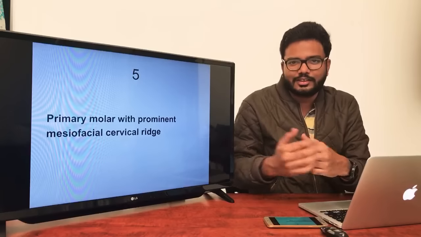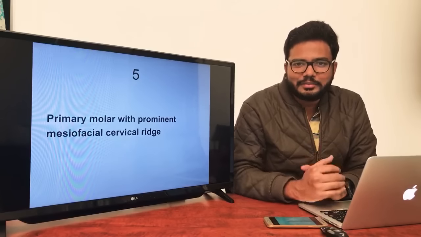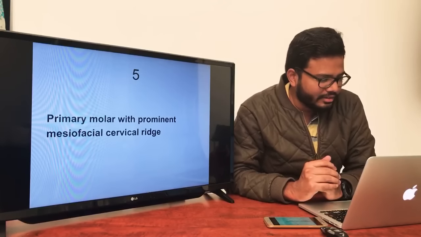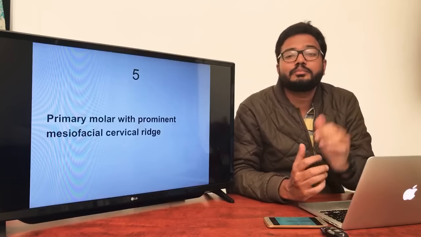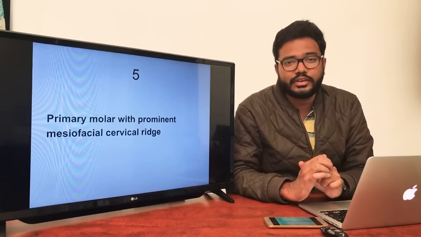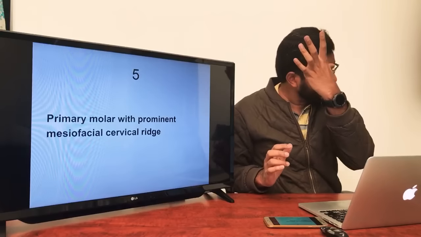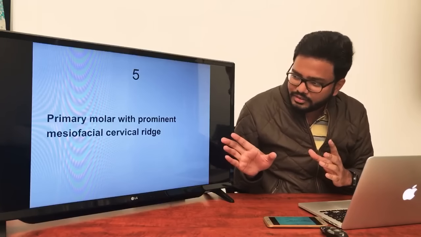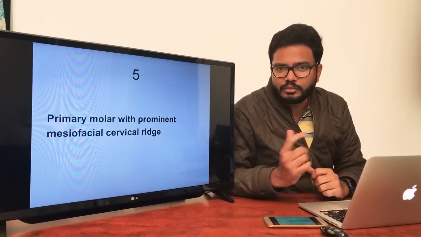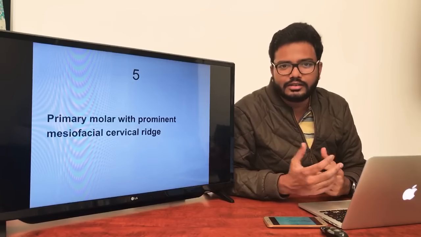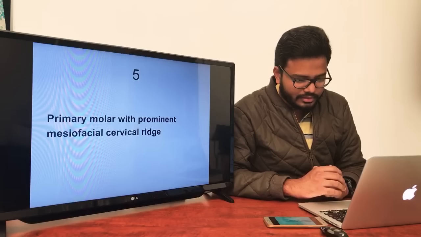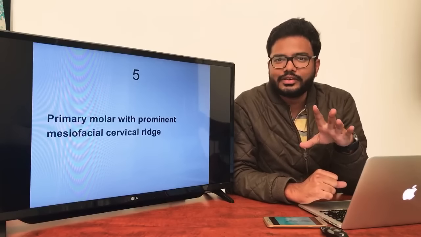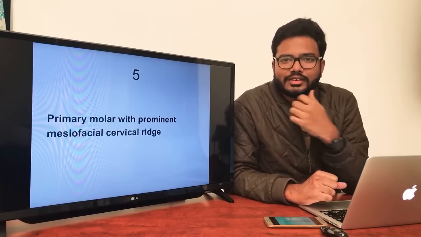So try to answer as fast as possible because let's justify the name rapid fire. Primary molar with prominent mesofacial cervical ridge. Especially in third year, you might have carved primary teeth and you would have placed a prominent mesofacial cervical ridge for one tooth, one posterior tooth. I have given you the answer. If you're giving me wrong answer, it means you haven't done your carving and you made your friends get your carvings done.